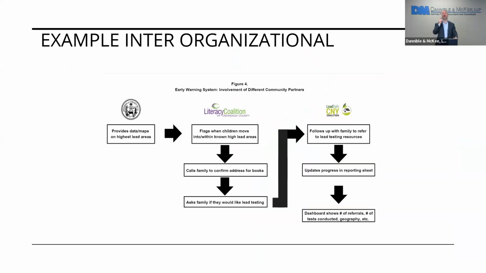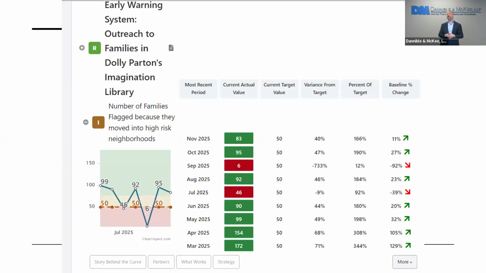Here's a partnership between the county, a literacy coalition, and a lead coalition, where the county is providing data on high neighborhoods of lead poisoning. The literacy coalition is working to look whether children that are signing up for their book distribution program in those are in neighborhoods with high lead poisoning, and then asking those families, hey, you're in an area of high lead poisoning. Is it okay if we refer you to the lead coalition? If they say yes, then the lead coalition is saying, all right, well, we'll walk you through how to test your home before your child gets poisoned. This is an example of interorganizational working together. So what does a KPI look like here?